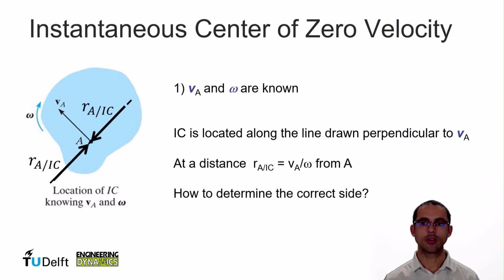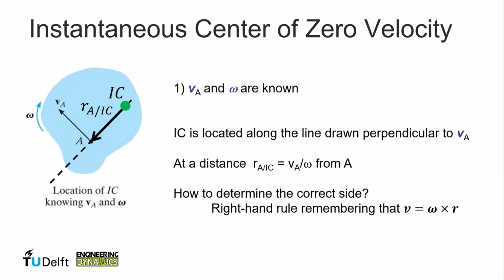And now, how to determine the correct side of the IC? For that, we need the right-hand rule, remembering the vector product that defines the velocity vector. Considering all these factors, there is just one possibility for the location of the IC.